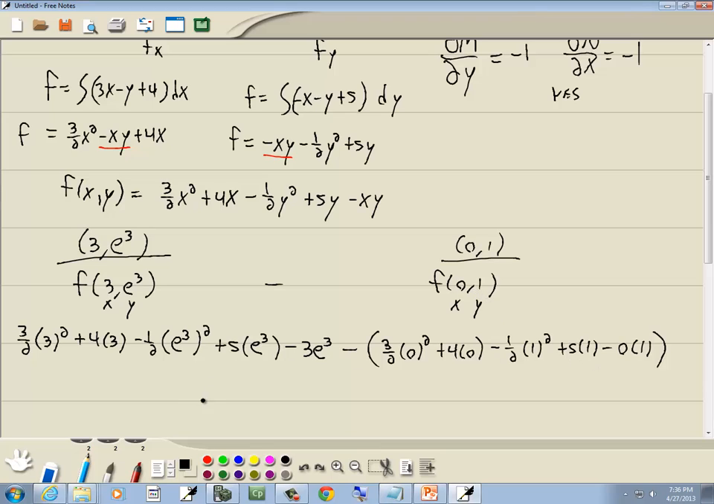Okay, that looks correct. Well, 3 squared is 9 times 3 is 27. So we got 27 halves. Plus 4 times 3 is 12, minus 1/2 e to the 6, plus 5e to the third, minus 3e to the third, minus, the zeros drop away, 1 squared is 1 times negative 1/2 is negative 1/2, 5 times 1 is 5.